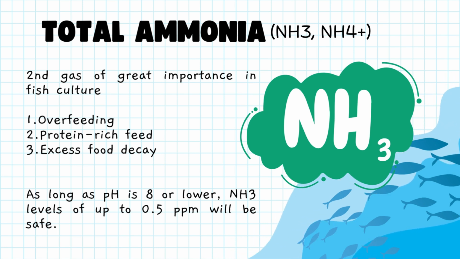So how do we control ammonia? Regular water exchange to dilute ammonia levels is first. Second is to reduce overfeeding to minimize waste. Third is to use biofilters like nitrifying bacteria to convert ammonia into less toxic nitrates.